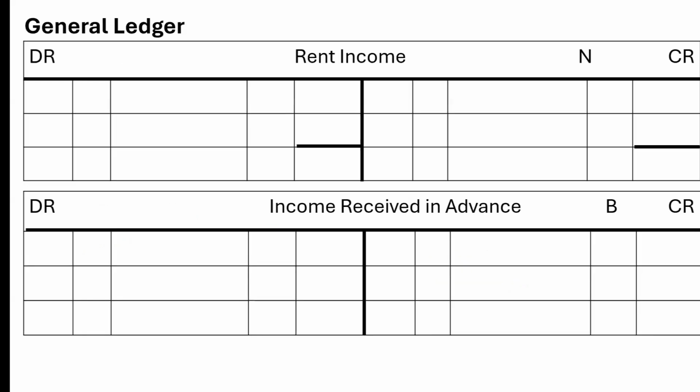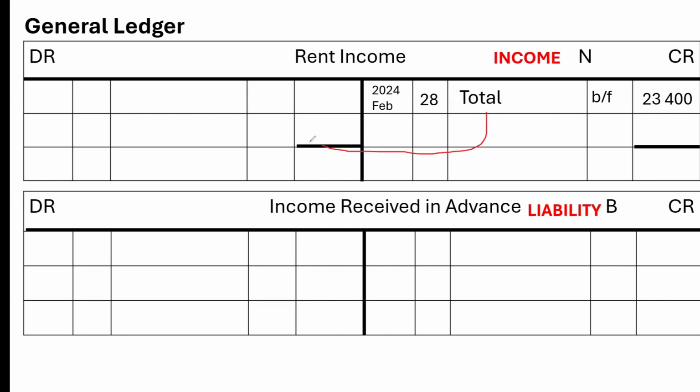So how do we record this? In your general ledger, rent income is an income. Income received in advance is a liability. I'm going to put in my total first. The date is the end of the year because it's a year-end adjustment. So February 28, total brought forward 23,400. This is 13 months of rent. It's only allowed to be 12 months, so therefore I am going to take out 1 month to make that 12 months.